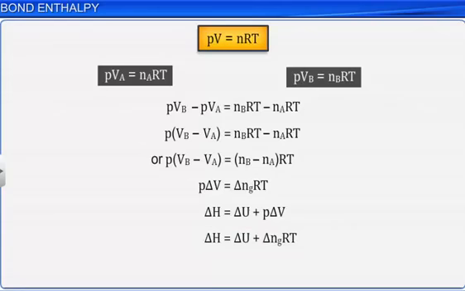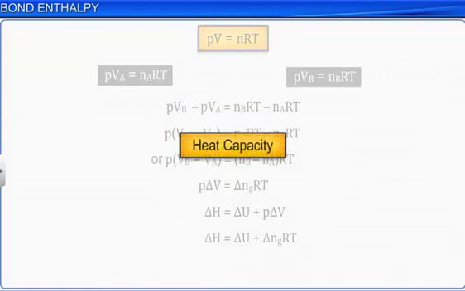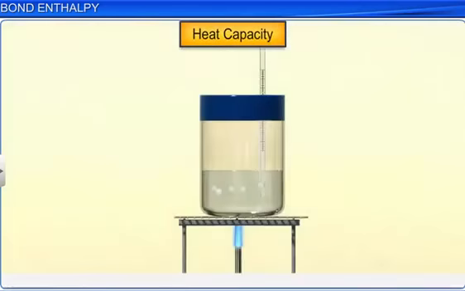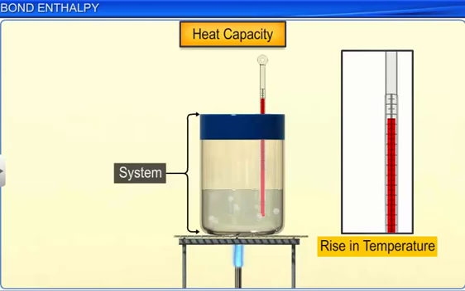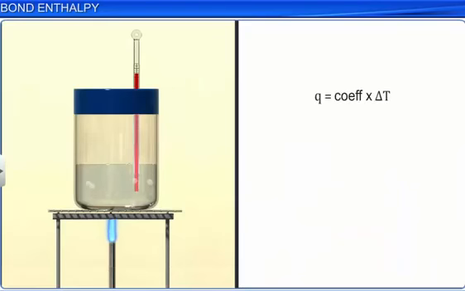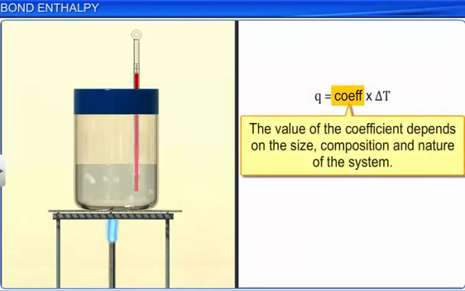Now let's learn about heat capacity. The capacity to absorb heat energy and store it is known as the heat capacity of a system. The heat absorbed by the system appears as rise in temperature. The increase in temperature is proportional to the heat transferred, which can be written as Q equals coefficient multiplied by change in temperature delta T. Note that the value of the coefficient depends on the size, composition, and nature of the system.